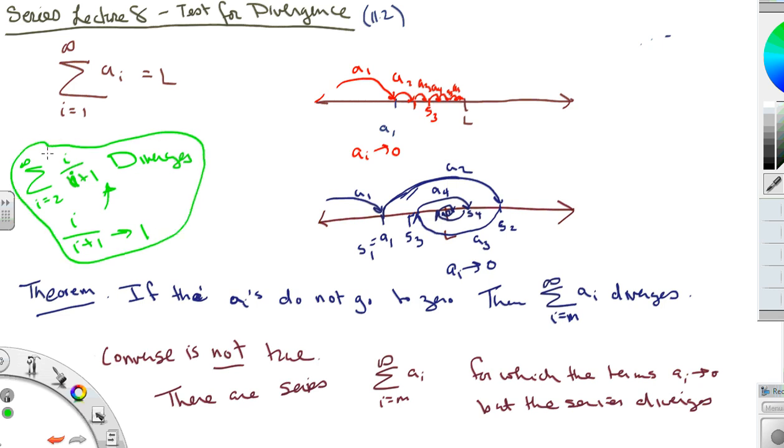So this is merely a test for divergence. If the terms do not go to 0, the series diverges. If the terms do go to 0, as we'll see in the next video, it may or may not converge. Okay, and we'll look at a classic example of a series whose terms go to 0 but does not converge in the next video.